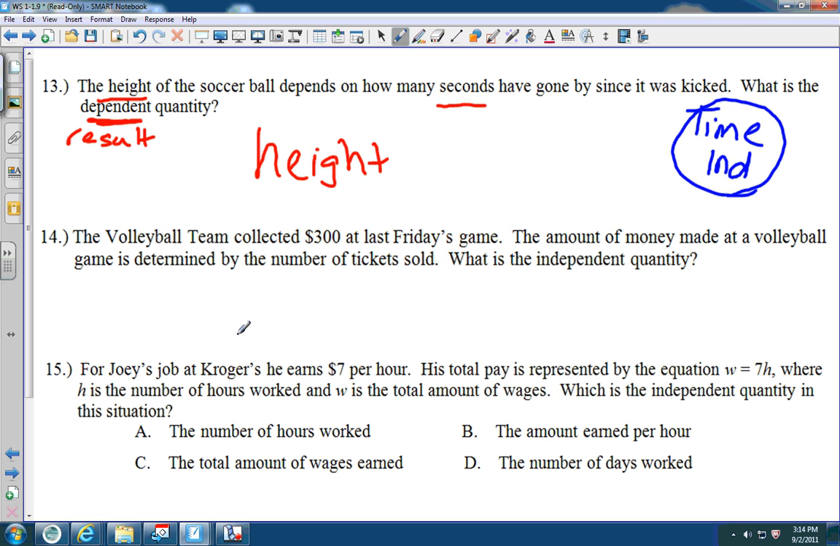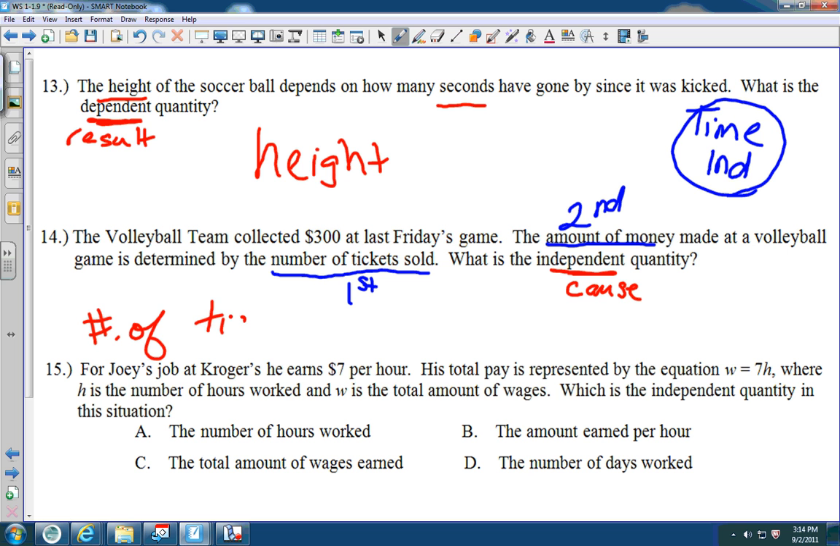Number 14, the volleyball team collected $300 at last Friday's game. The amount of money made at a volleyball game is determined by the number of tickets sold. All right, well, what has to happen first? The first thing that has to happen is you got to sell tickets. So the second thing is you make money. Well, it's asking us for the independent. Remember, the independent is the cause. It's the first thing. So the first thing is the number of tickets sold.